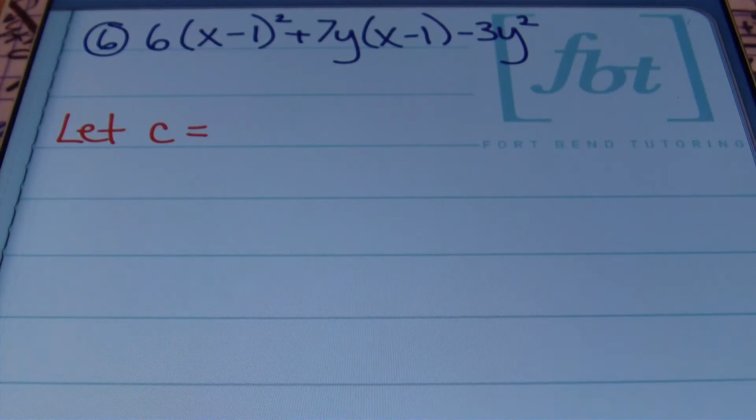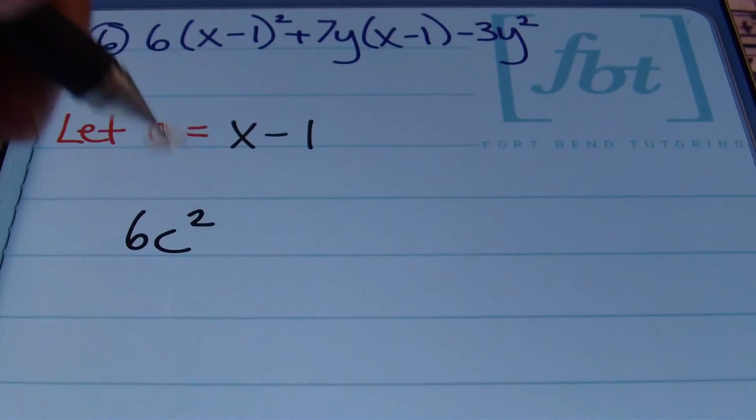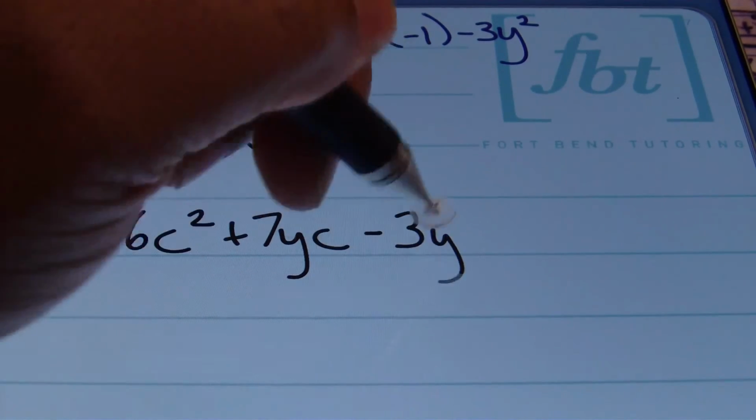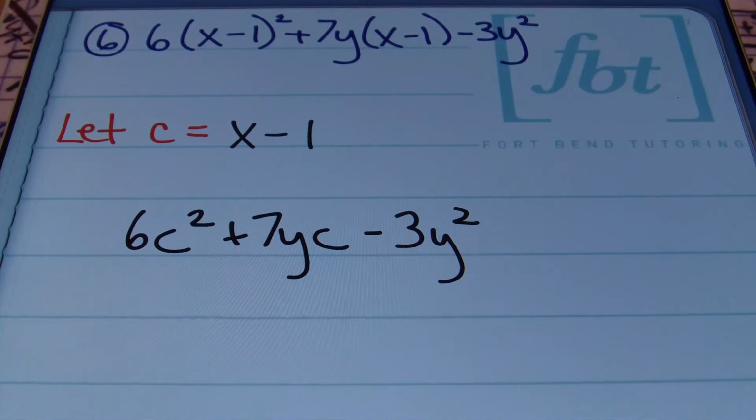In problem number 6, I have 6 times the quantity of x minus 1 squared plus 7y times the quantity of x minus 1 minus 3y squared. Ladies and gentlemen, this is going to be quadratic in nature, and it looks bulky the way it is right now. I don't like that x minus 1. So I'm going to assign the variable c to be equal to x minus 1. So I will be rewriting this as 6c squared plus 7yc minus 3y squared, like that.